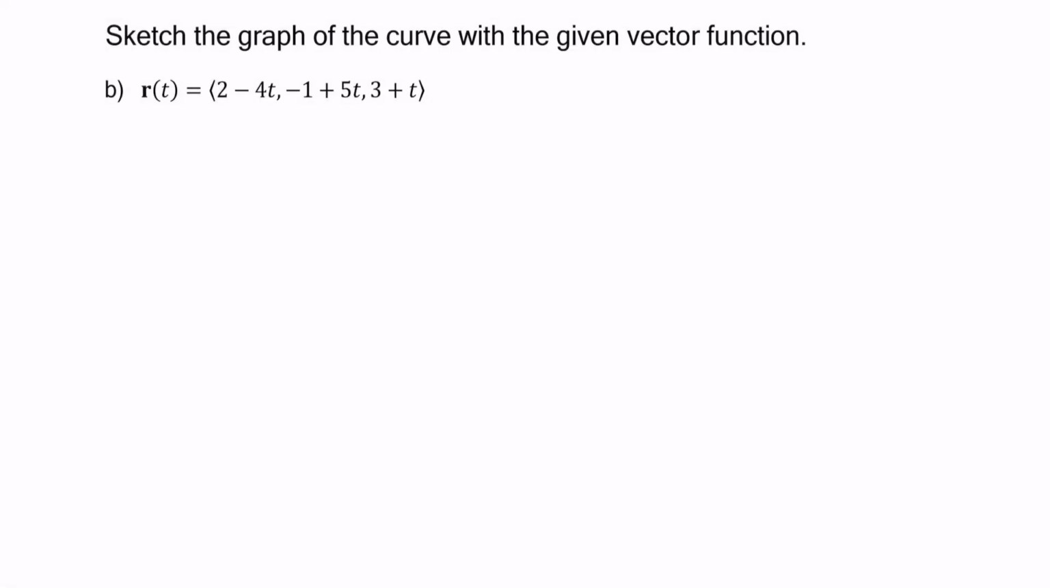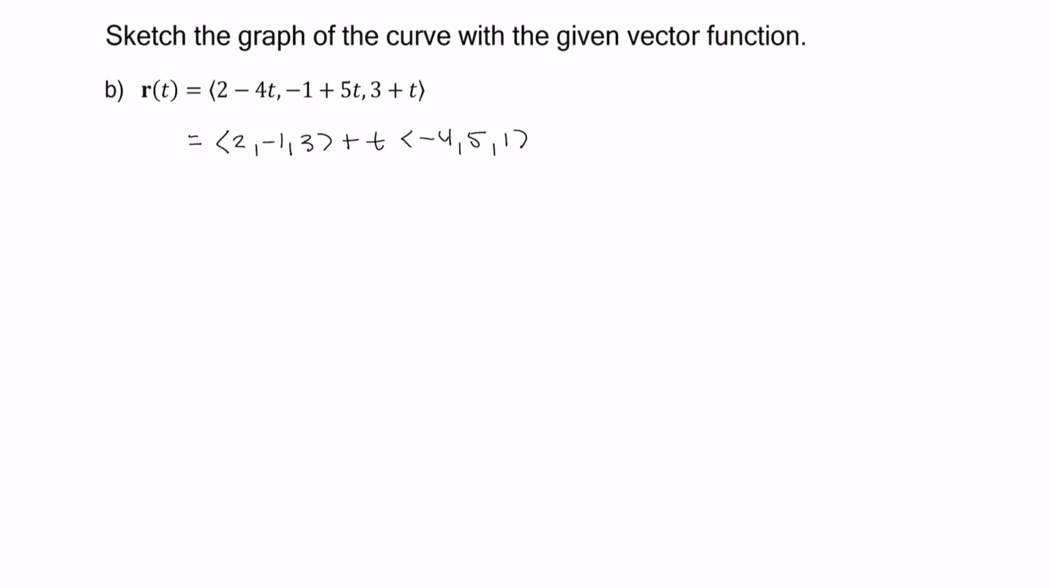Welcome. In this video, I'm going to go over how to sketch a three-dimensional vector valued function. So in the last one, we had a two-dimensional vector valued function and we used a table, and we can do the same here. We can also use what we already know. What I mean is, let's rewrite this as 2 comma negative 1 comma 3 plus t times negative 4, 5, 1.